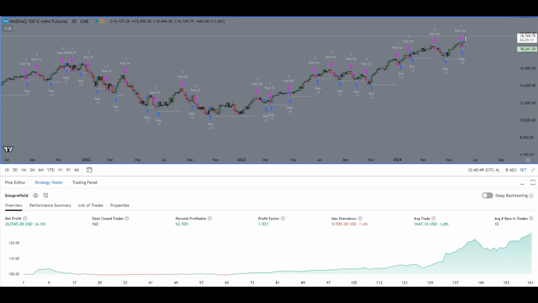3 days, also a nice performance. Something like this, a mountain going up, is what we want to see in our trading accounts.